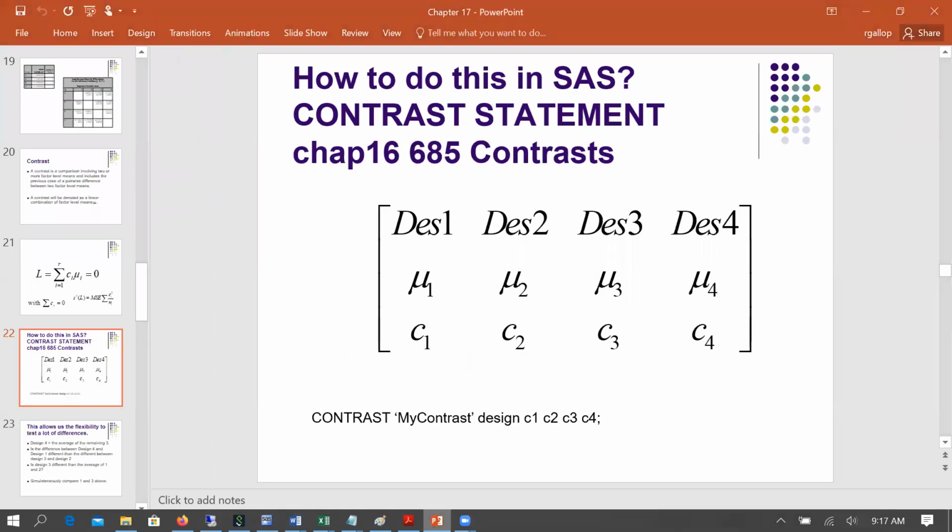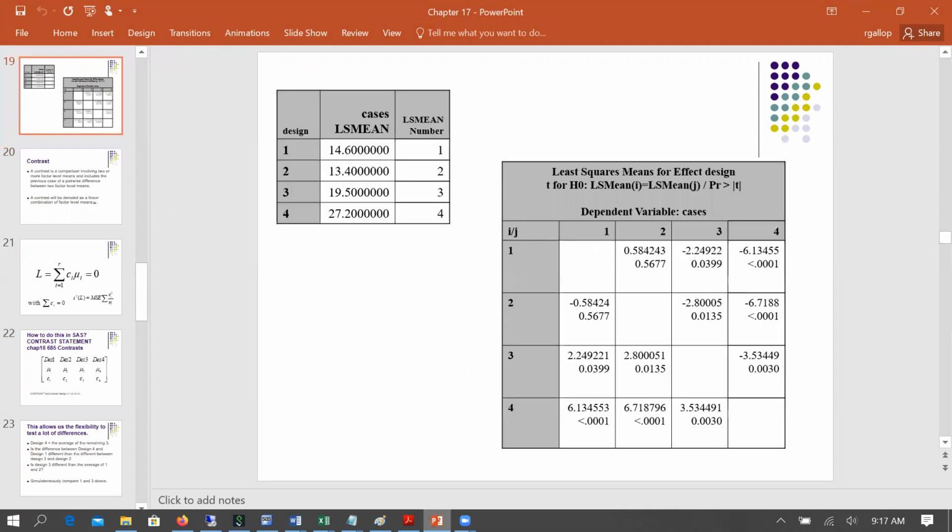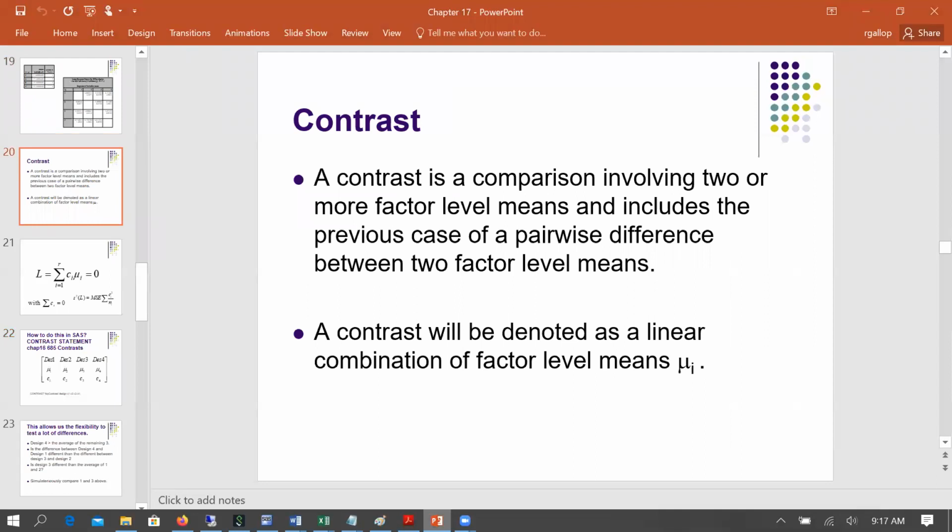So this is where we left off, slide 19 of the chapter 17 notes. So right now, we're right here. The formal definition of a contrast is a comparison involving 2 or more factor means. And in fact, it includes the pairwise differences of the cell means that we either got through the means statement, or I prefer the LSMEANS statement in SAS.